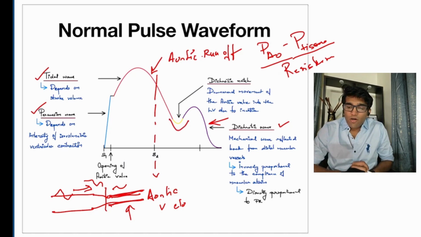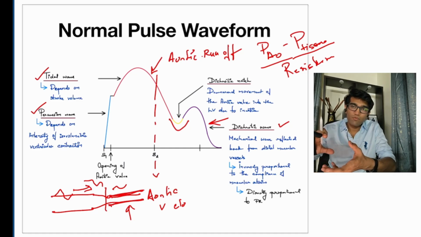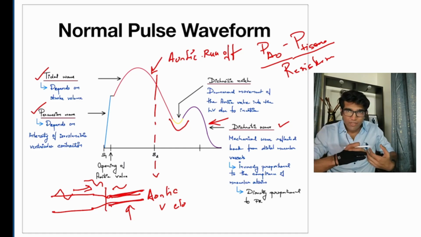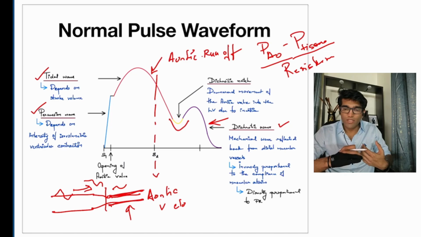This is known as the dicrotic notch. Okay. So this happens because of what? It happens because of a downward movement of the aortic valve, because blood is moving from the aortic lumen back into the ventricle once the systole is over.